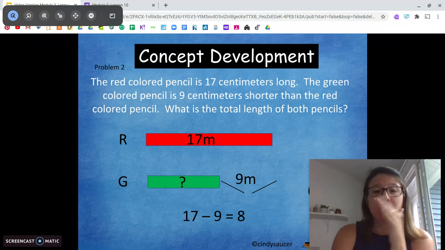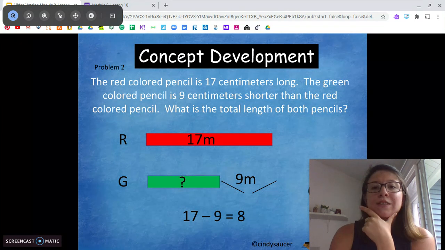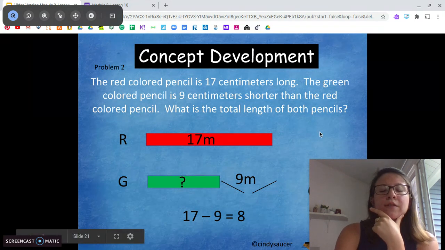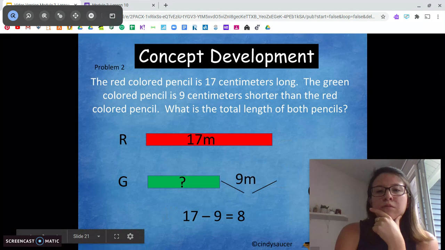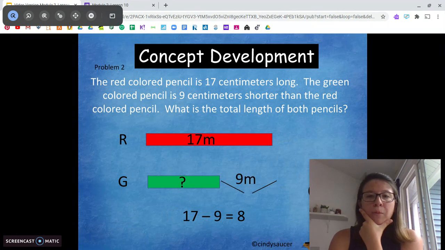It's 8. Very good. So how long is the green pencil? 8 centimeters. How long is the red colored pencil? Still 17. Good. That was in our problem the whole time. What is our next step? Talk to somebody at home. Pause the video. What's our next step?